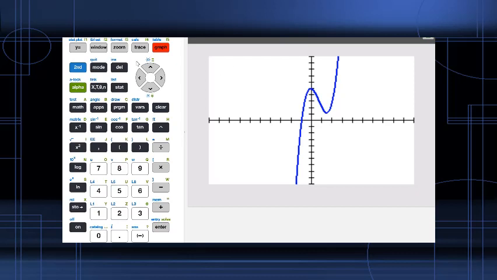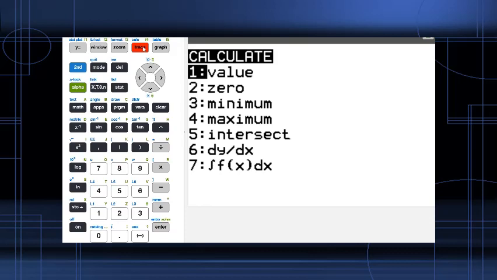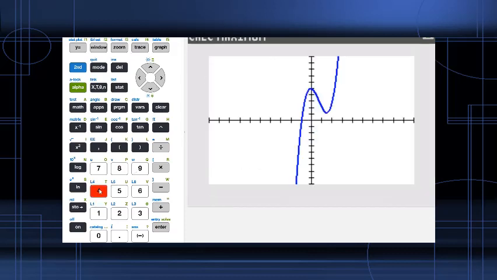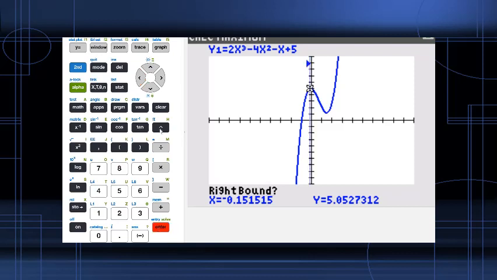All right, so I'm going to go second trace, or calc, second calc. And since the first thing I saw was a relative maximum, I'm going to choose 4 again. And again, I'm going to move the cursor just to the left of where I think that maximum occurs. Down here it's saying left bound, yes, left bound. And then I'm going to move the cursor just to the right. Right bound, yes. Do you want to take a guess on this? Yeah, sure I do.